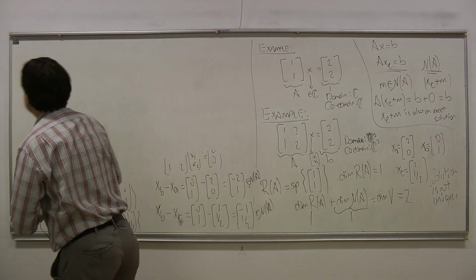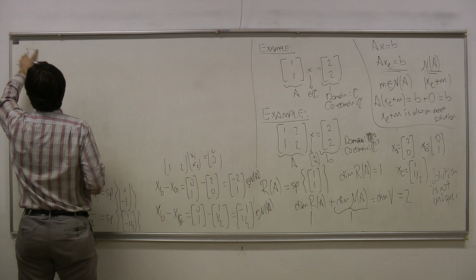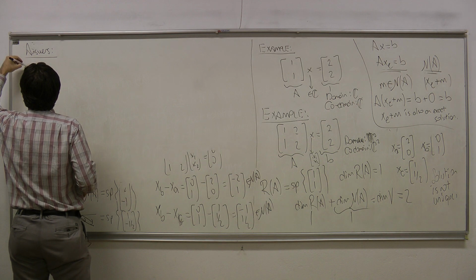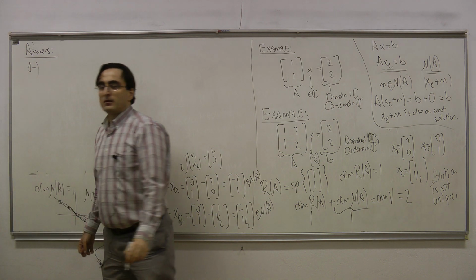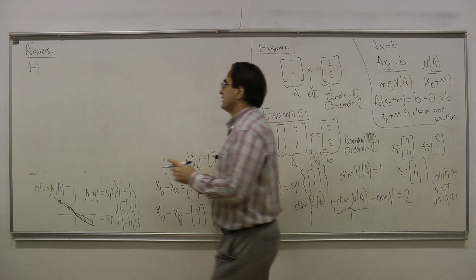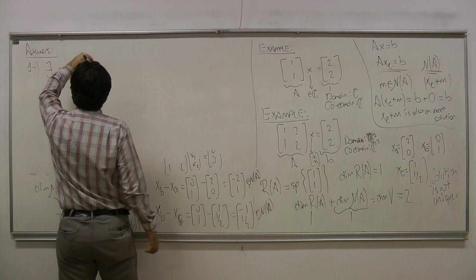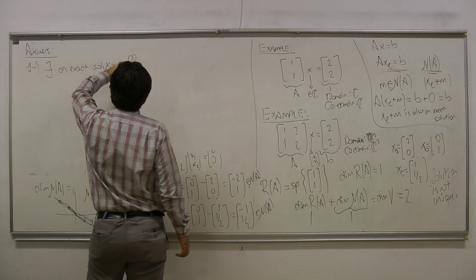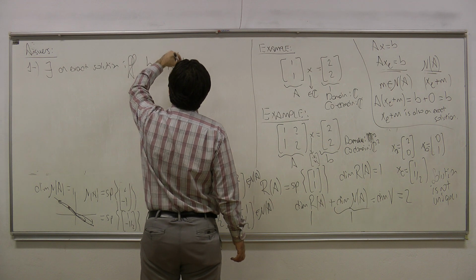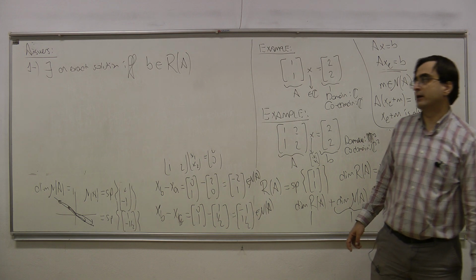So let us write the answers. The answer for the first question, does there exist an exact solution? The answer is, there exists an exact solution if and only if B is in the range space of A. Okay? Existence is related to the range space of A.